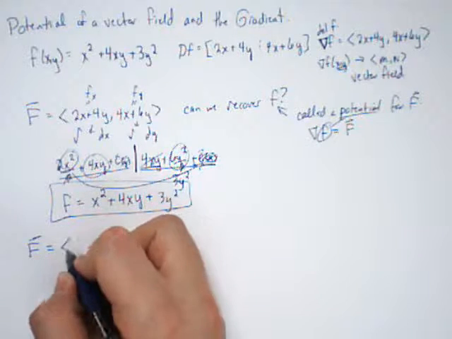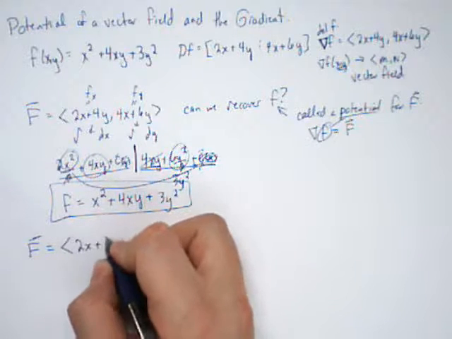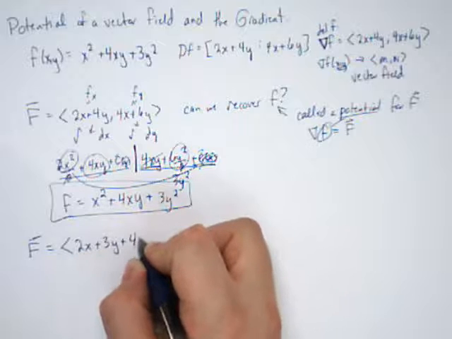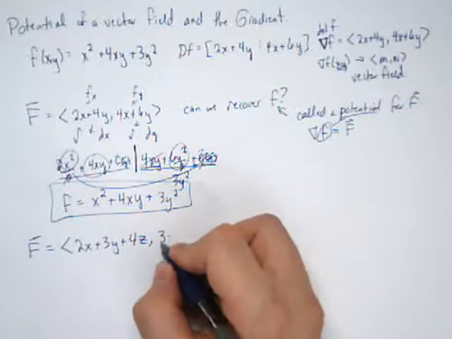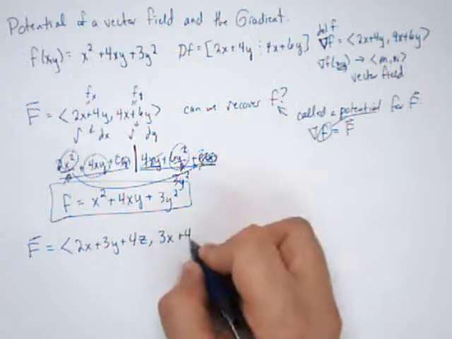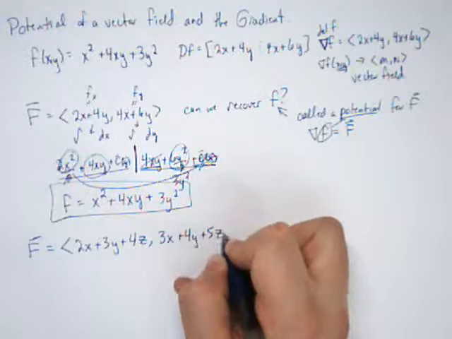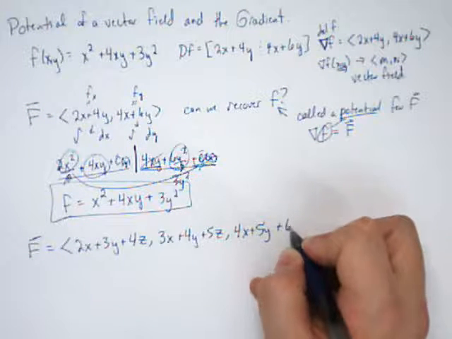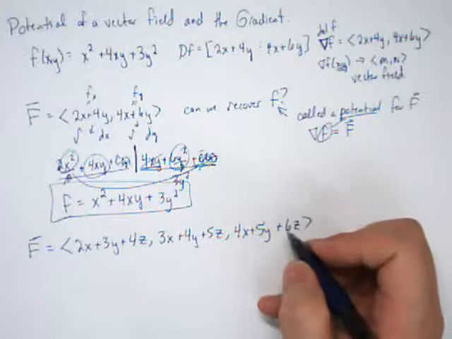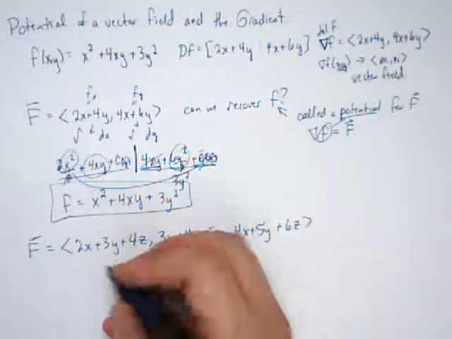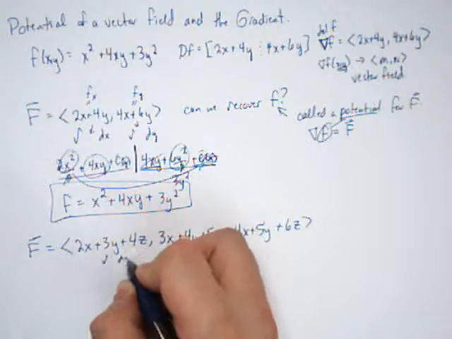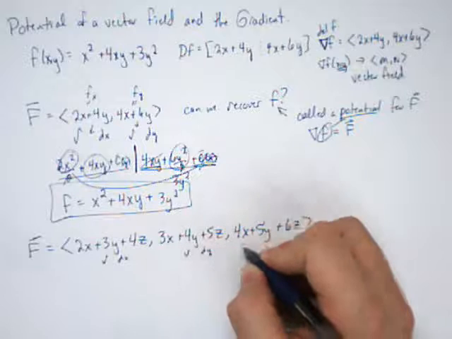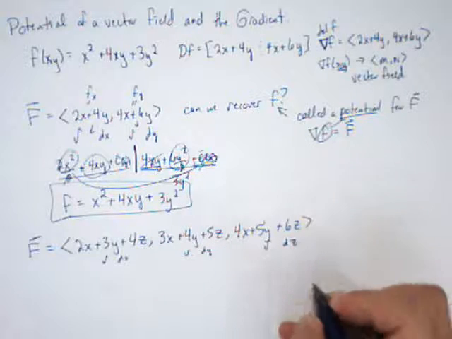Let's look at one bigger example. We'll take 2x plus 3y plus 4z, I'm going to increase dimensions, 3x plus 4y plus 5z, and 4x plus 5y plus 6z. Does this have a potential? We're going to find it. So I first integrate this part with respect to x, I integrate this part with respect to y, and I integrate this part with respect to z.